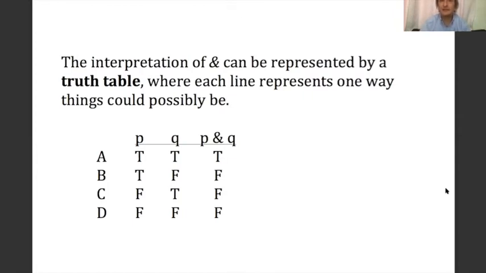This interpretation for logical and can be represented in a truth table. Here, each line represents one way things could possibly be. If P is true and Q is true, then P and Q is true. That's the first line. Second line: if P is true and Q is false, then P and Q is false. If P is false and Q is true, then P and Q is false. If P is false and Q is false, P and Q is false.